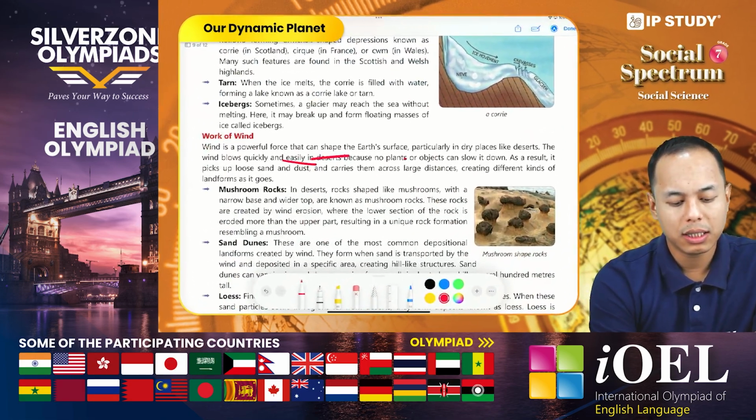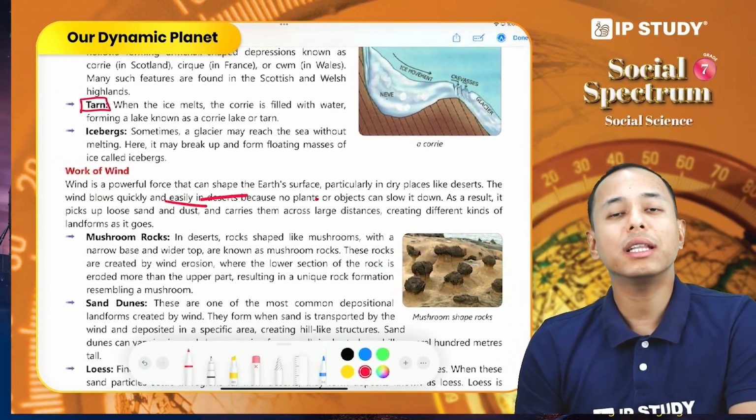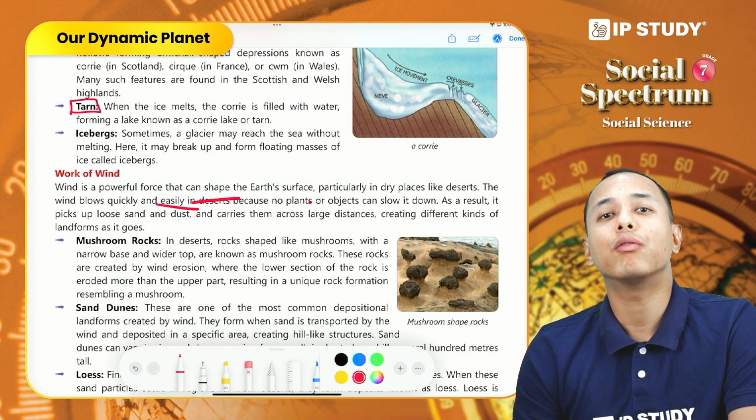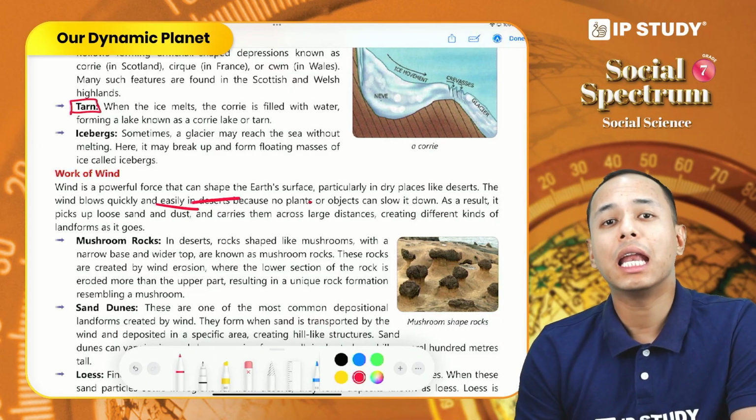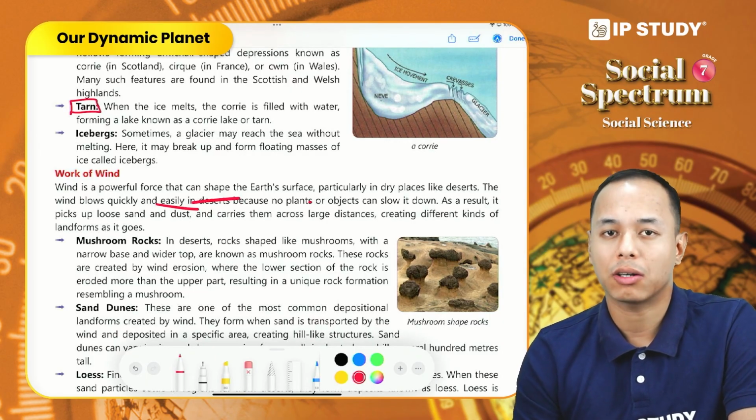And now lastly, tarn. When these cirques are filled with water, when the ice melts and it fills the cirques, lakes are formed here, and these lakes are called tarn.